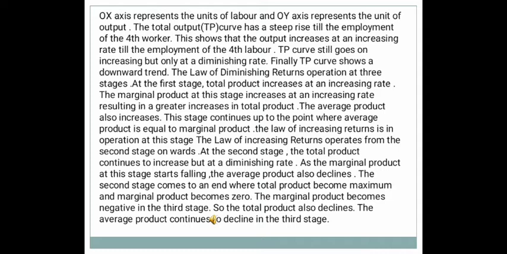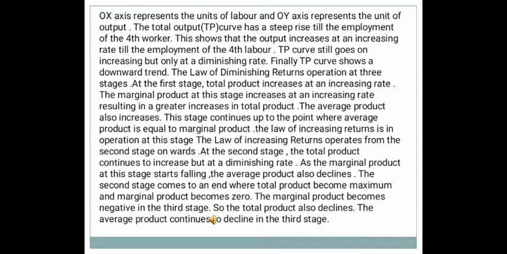The law of diminishing returns operates at three stages. At the first stage, total product increases at an increasing rate. The marginal product at this stage increases at an increasing rate, resulting in a greater increase in total product. The average product also increases. The stage continues up to the point where average product is equal to marginal product. The law of increasing returns is in operation at this stage, and the law of diminishing returns operates from the second stage onwards.